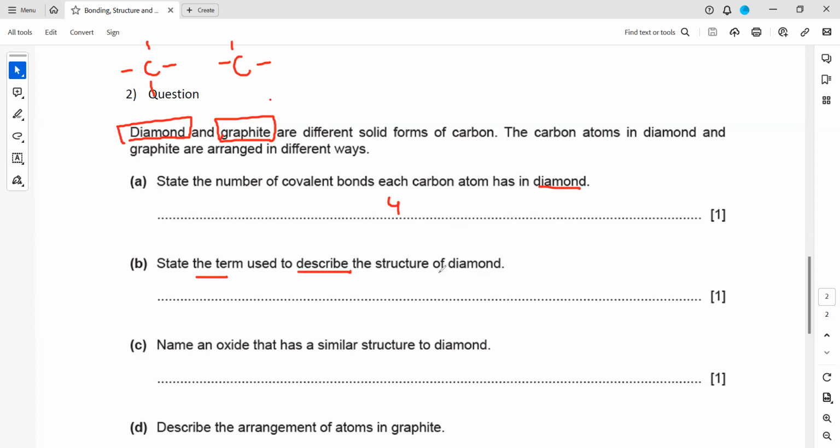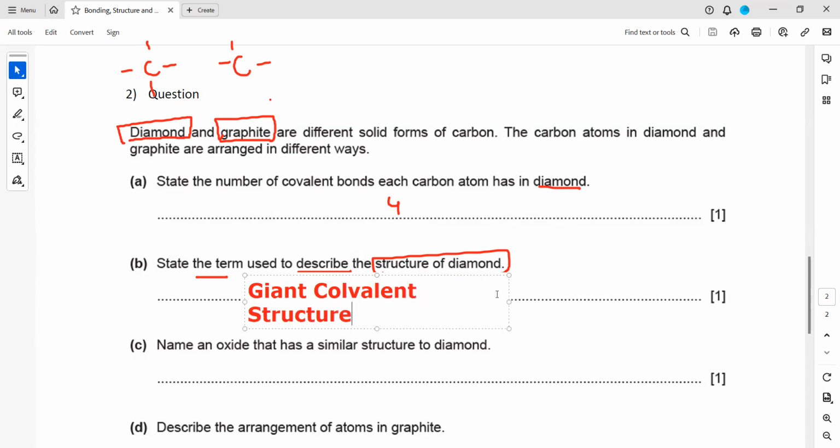State the term used to describe the structure of a diamond. Both diamond and graphite structures we call a macromolecular structure, or you can also say giant covalent structure. Even though they ask for diamond, the term is giant covalent structure. Then, name an oxide that has a structure similar to diamond. That is silicon dioxide, or silicon oxide, you can also say.